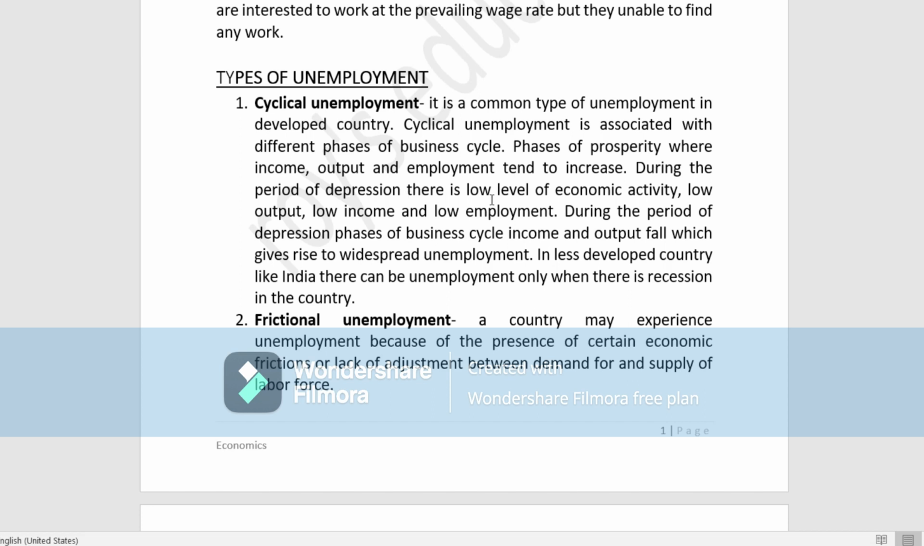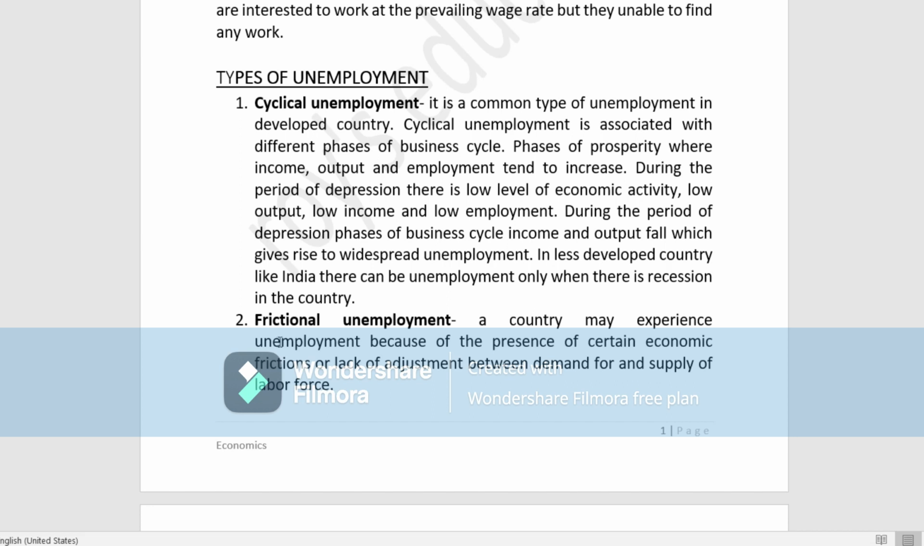Now, during the period of depression, there is a low level of economic activity. That means low output, low income, low employment. During the depression phase of the business cycle, income and output fall, which gives rise to widespread unemployment. In a less developed country like India, there is unemployment of this kind only when there is a recession in the country. But generally, cyclical unemployment is found in a developed country.